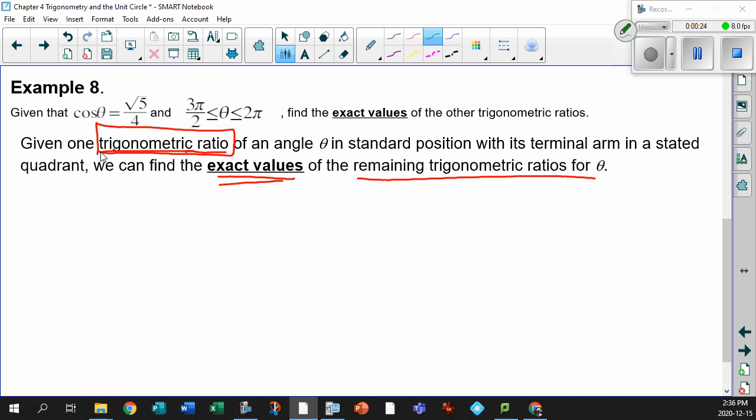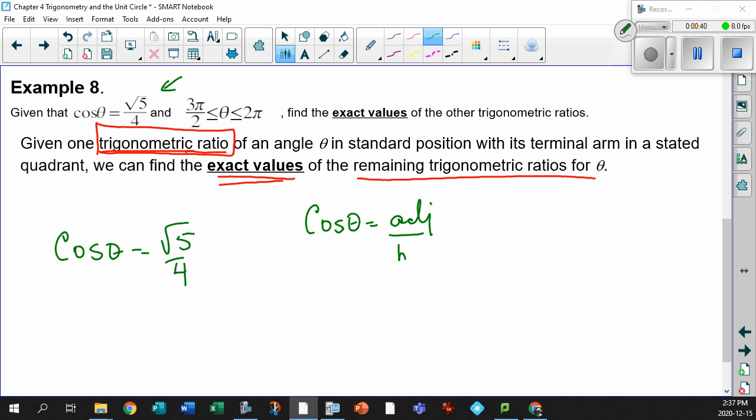Here's a question right here. It says, I got cosine. And the cosine is going to be root 5 over 4. But do you remember what cosine means? Cosine of theta is adjacent over the hypotenuse. So in other words, I just gave you the adjacent, I just gave you the hypotenuse. This obviously right here is the adjacent. This here is your hypotenuse. Oh my. Right. But I also gave you a condition.